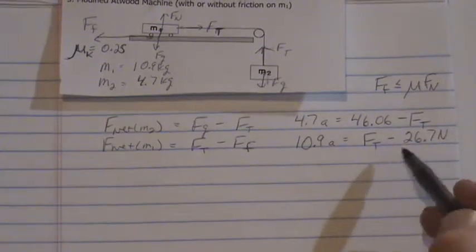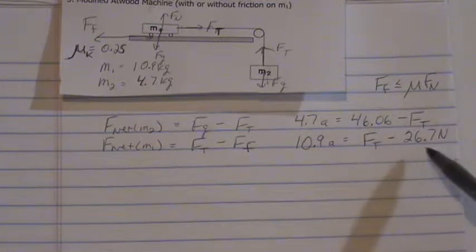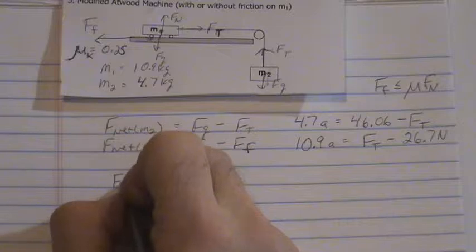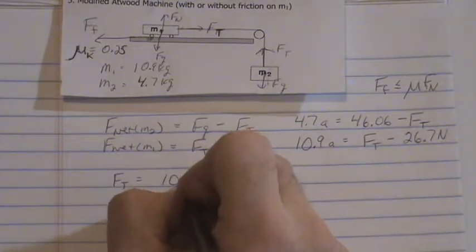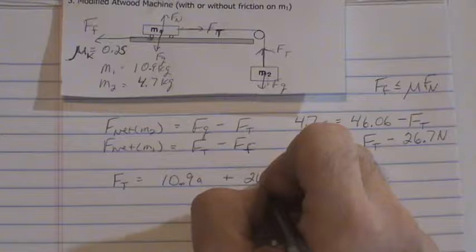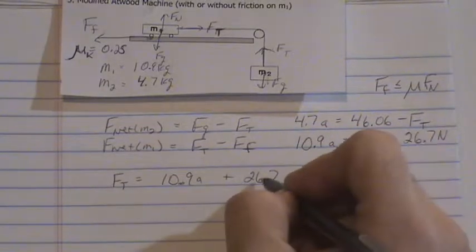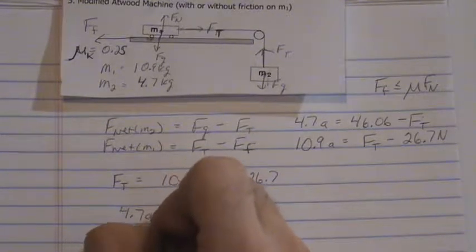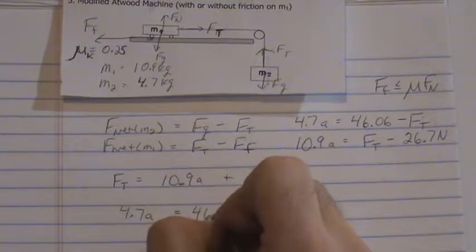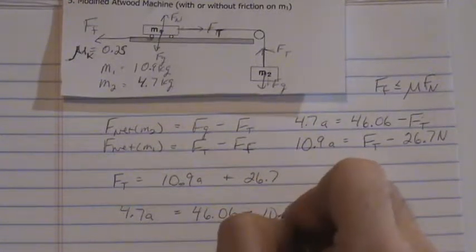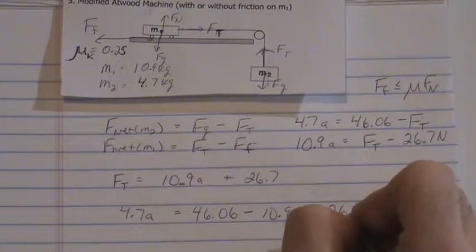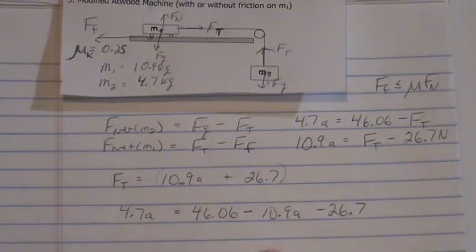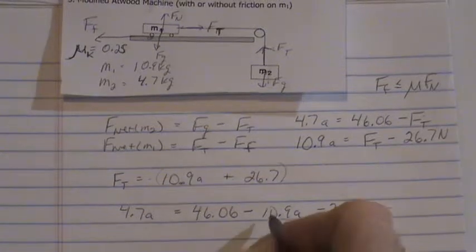So once again, like most of these problems, luckily we have two equations and two unknowns. I can substitute and do some solving. So in this bottom equation, the tension force is 10.9A plus 26.7 newtons. And then I'm going to substitute all of this in for that tension. So we have 4.7A in the first equation equals 46.06 minus 10.9A minus 26.7. We're going to subtract this entire thing, which makes both of those numbers negative. And then it's just a matter of doing some algebra.